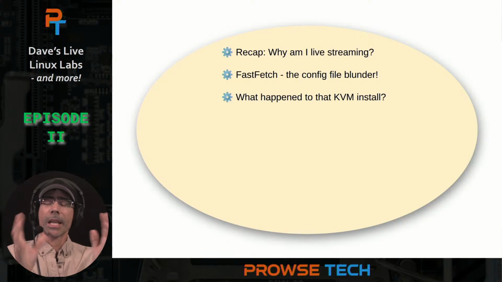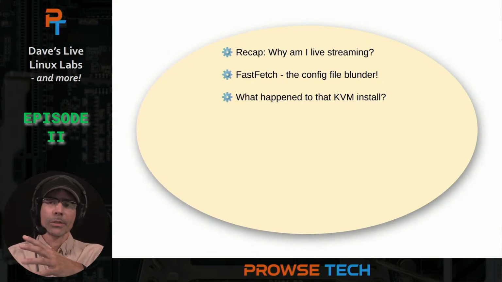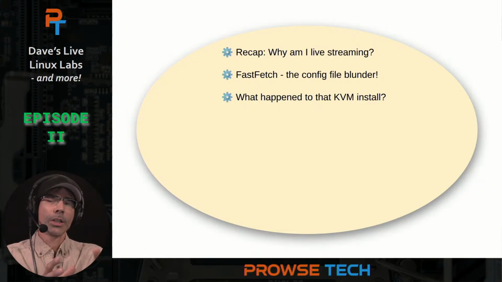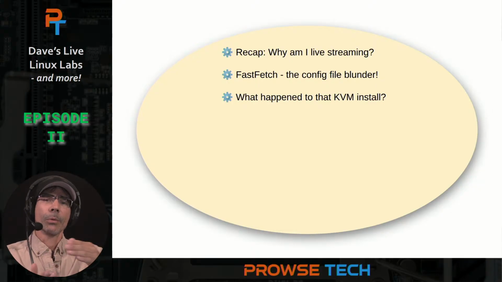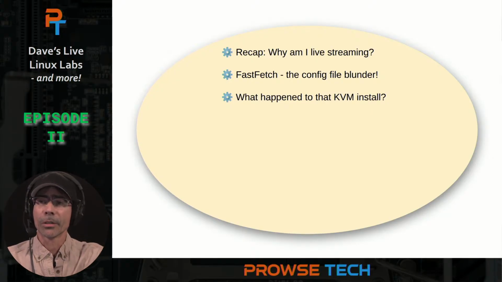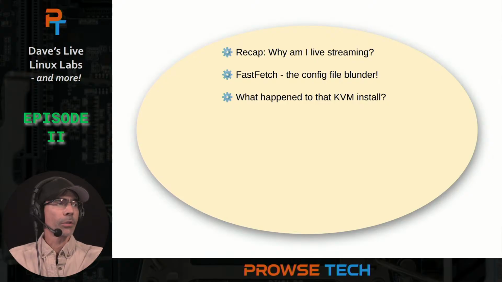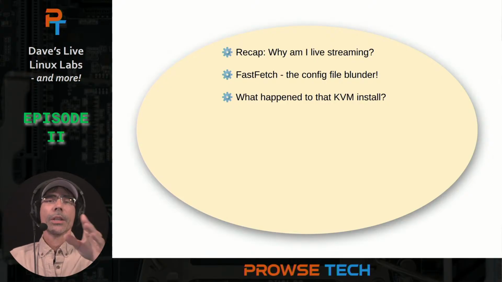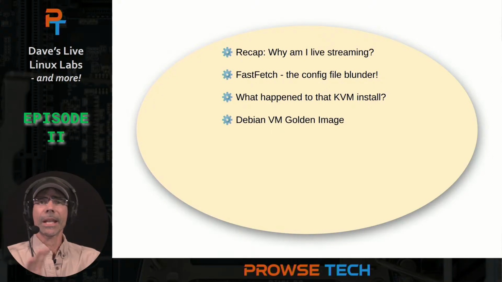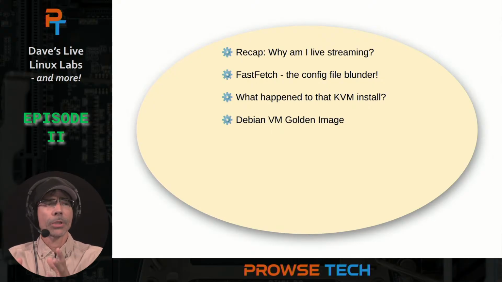Then, what happened to that KVM install? Last week we installed KVM, and every time we tried to run the virtual machine manager, it would kick out the service. I was fairly sure that was because I hadn't restarted the computer. Normally you need to do a full restart of Linux before you can get KVM to work properly. And in fact, that was the case. So we'll show more with KVM. And I want to build a Debian virtual machine within KVM, a golden image, if you will. So I'll start the build for that today.